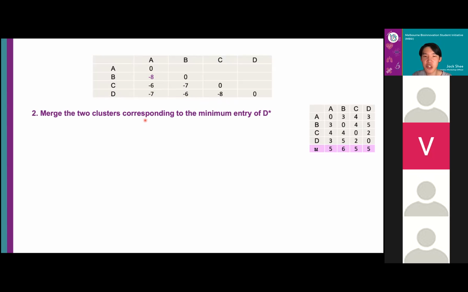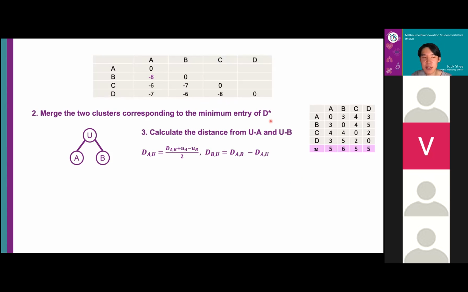Now we merge the 2 clusters just as we did before in the UPGMA algorithm. But now we have to calculate the distances between the branches, or the limb lengths, a little bit differently. We have this formula here, and basically you just read it off from the original matrix. This formula is saying that the distance between A and U is going to be the distance between A and B, which is 3, plus UA, which is 5, minus UB, which is 6, divided by 2, equals 1. And then the other branch is just going to be the distance between A and B minus the distance that we just calculated. So that's going to be 2.